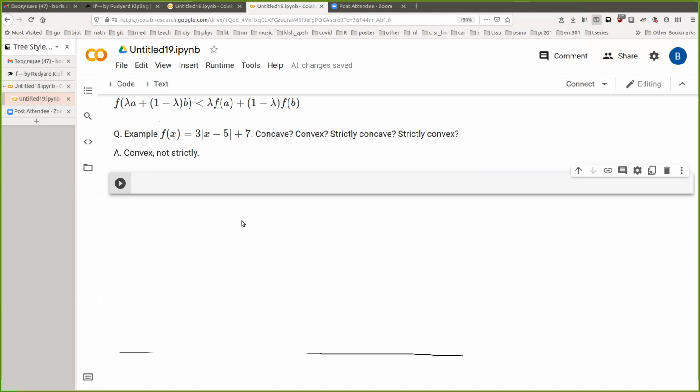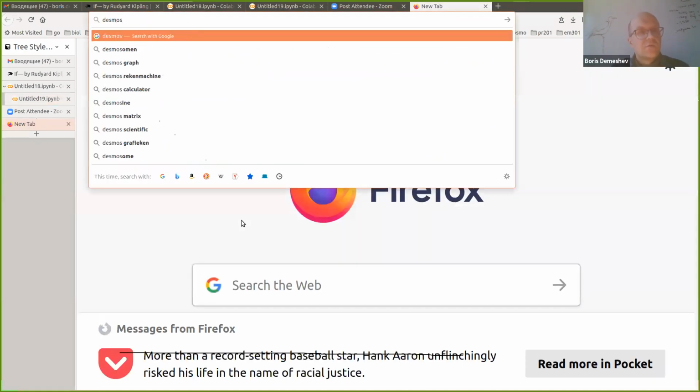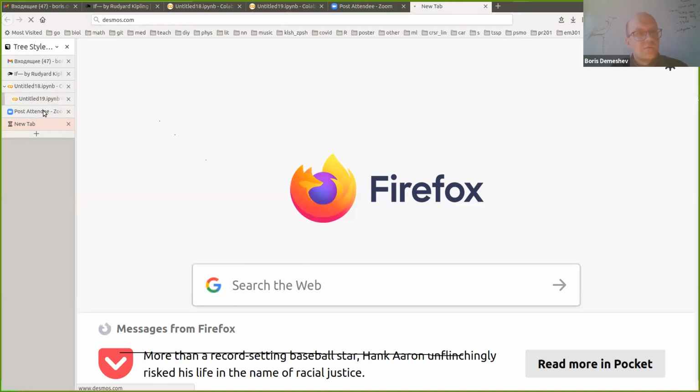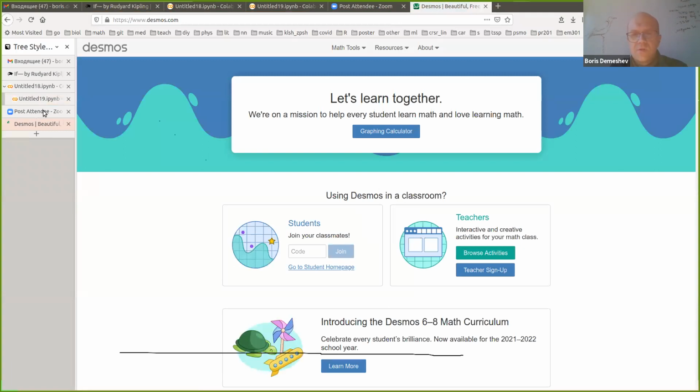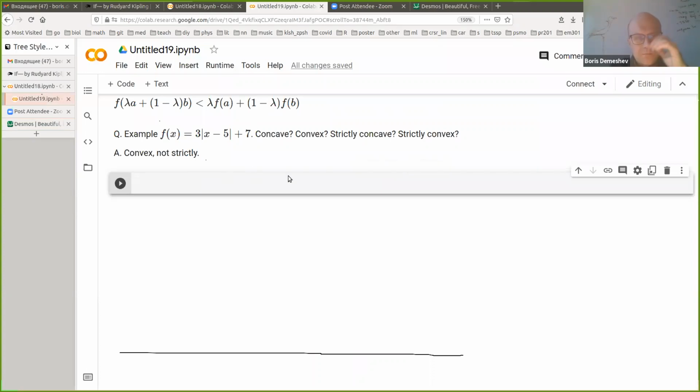Borisovich, you can enter Desmos and draw it in a few seconds if you'd like. Where? Desmos.com. Okay, I will write Desmos. Okay, I will try it. Click the graphing calculator and that's it. Then you enter the function and it draws it. Okay. But anyway, I will need to add some additional. Okay, I will try to check next time.